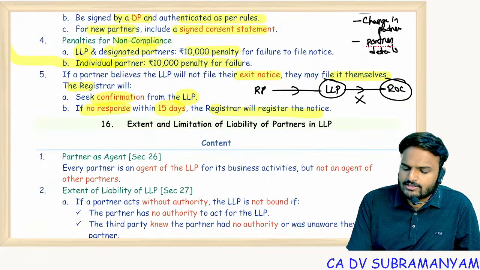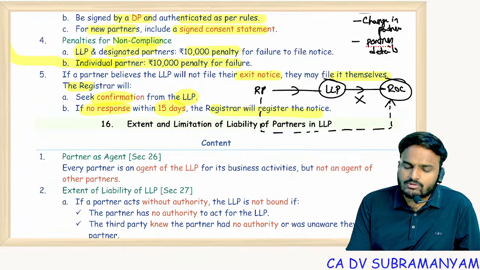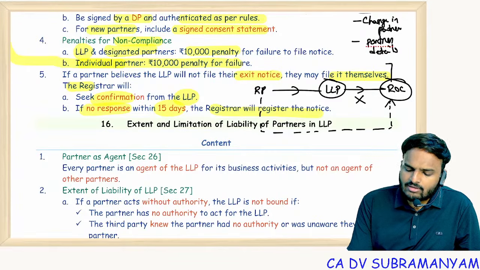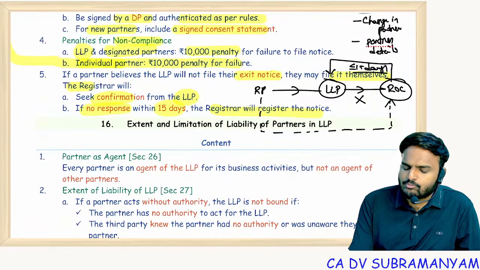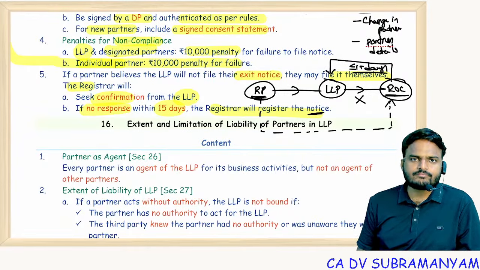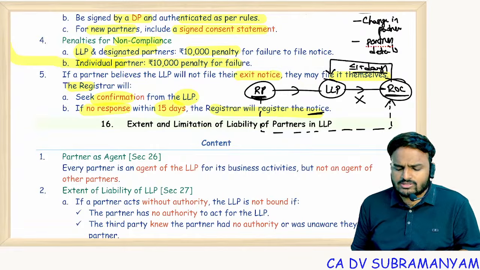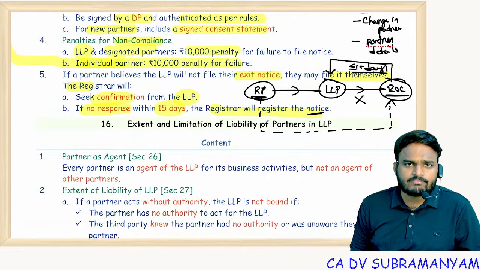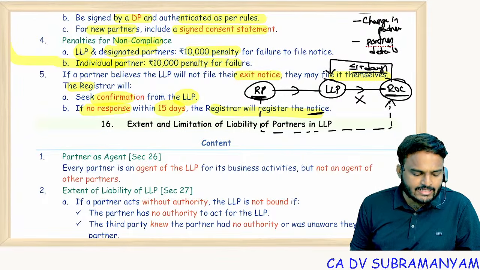If LLP fails to communicate with ROC, the retiring partner himself will file an application with ROC. Sir, from so and so date onwards, I am no more a partner. Immediately ROC will give intimation to LLP and wait for 15 days. Within 15 days, if LLP is not responding, ROC believes this retirement is valid, and accordingly he will register the notice of resignation.